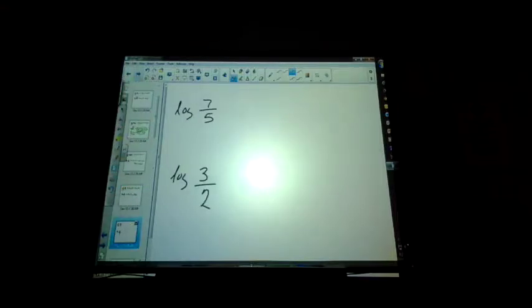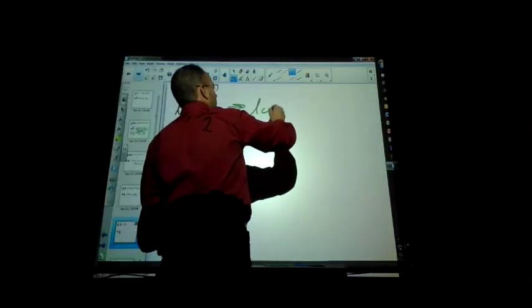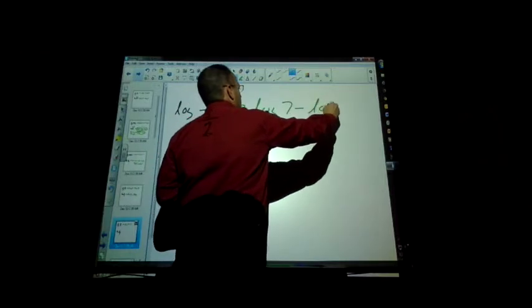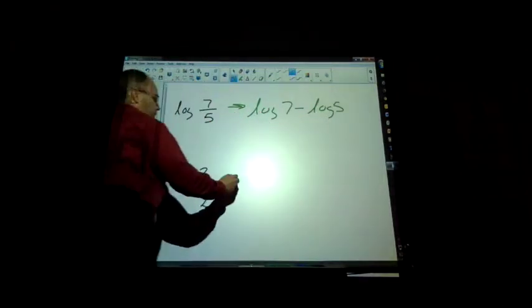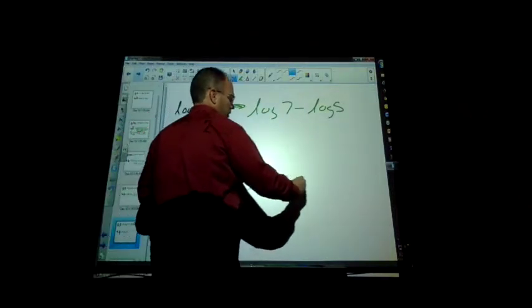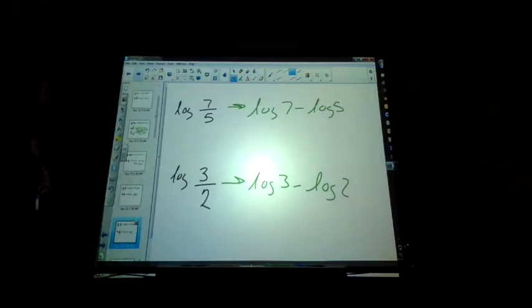You're fine. Top: log 7 minus log 5. Bottom: log 3 minus log 2. If it was natural log, ln 7 minus ln 5. All right. Can we move on?